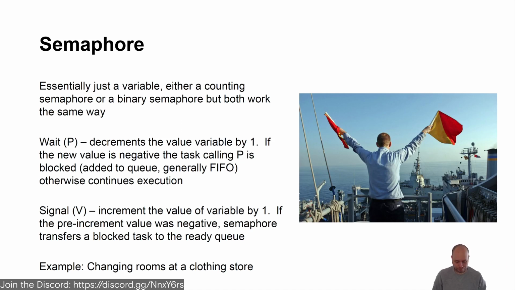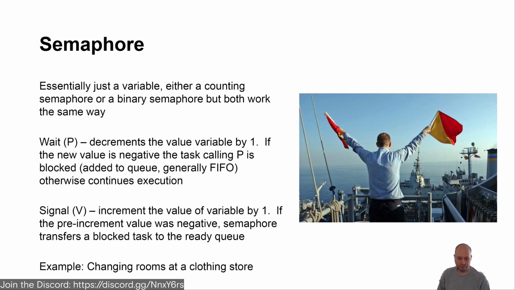And semaphores define two different behaviors. One is wait. So the wait will decrement the value by 1. If the new value of the variable is less than 0, is negative, then the task that calls P has to wait and is blocked. So it gets added to a queue, generally a FIFO, and it's waiting. It's essentially stuck, right, and waiting.